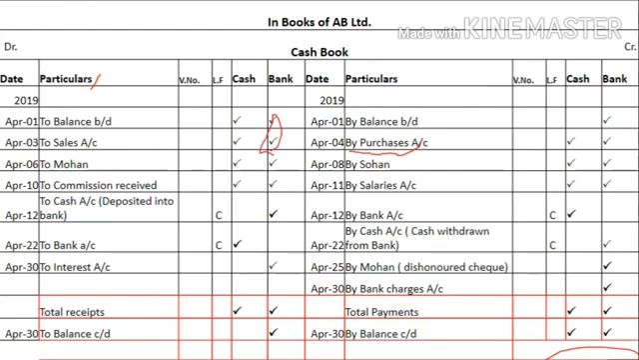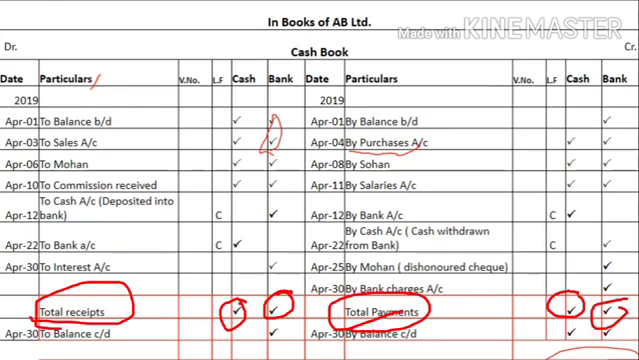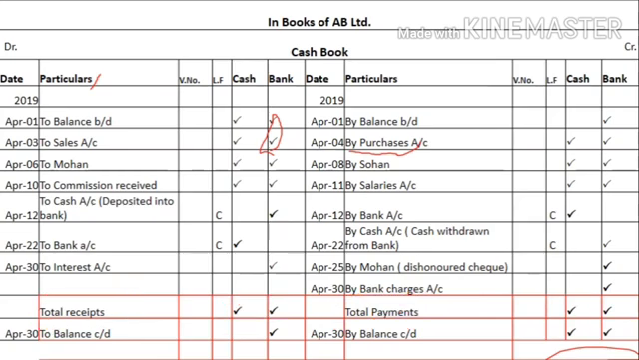After posting all the transactions at the end of the month, we will total both the cash columns and the bank columns on the debit side as well as on the credit side. On the debit side you will write down total receipts, and on the credit side you will write down total payments. And by comparing both, you will find out the balancing figure. If the debit side is more, you will write down by balance carried down.